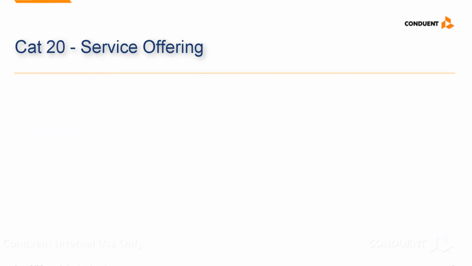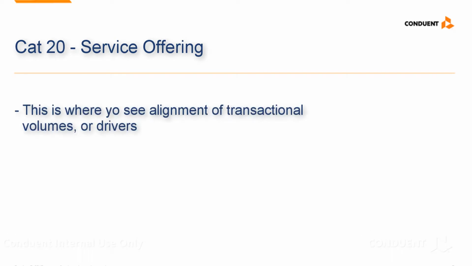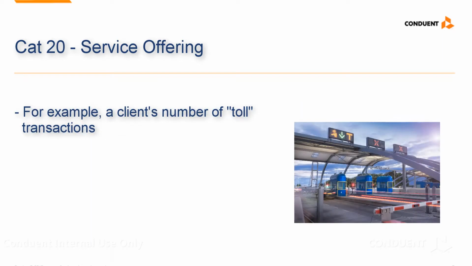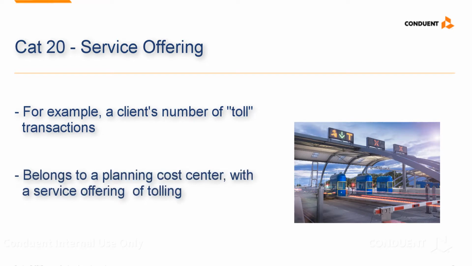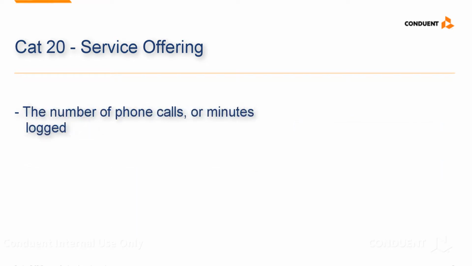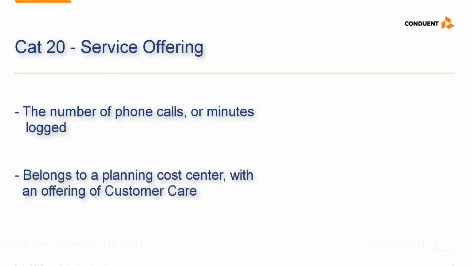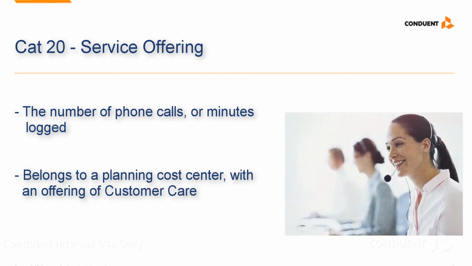The service offering dimension is very important, as it is where you start to see a logical alignment of transactional volumes or drivers. It should make some intuitive sense that the number of toll transactions for an E-ZPass client would belong in a planning cost center with a service offering of tolling. By the same token, the number of phone calls or the number of minutes logged would belong to a cost center with a service offering of customer care.